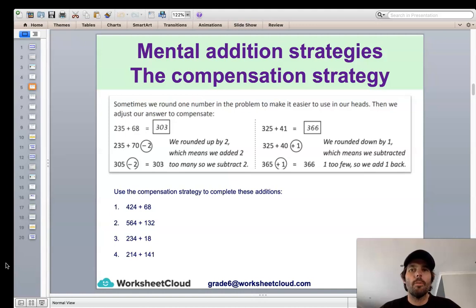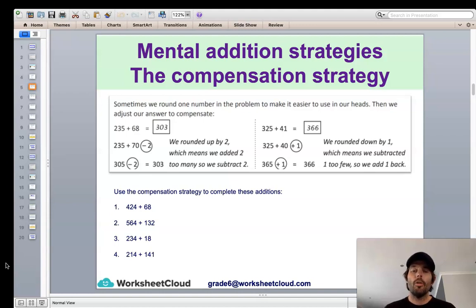So you can see with the example on the screen, 235 plus 68, what we're suggesting you do is you turn the 68 into 70. So you give 68 2 more, that becomes 70. So now 235 plus 70 is a lot easier than adding 68. And then you get that answer of 305, but then you've got to remember to take off those 2 that you gave to 68 to make the calculation easier. For me, it's easier to add 70 and then take 2 off at the end than to simply add 68.